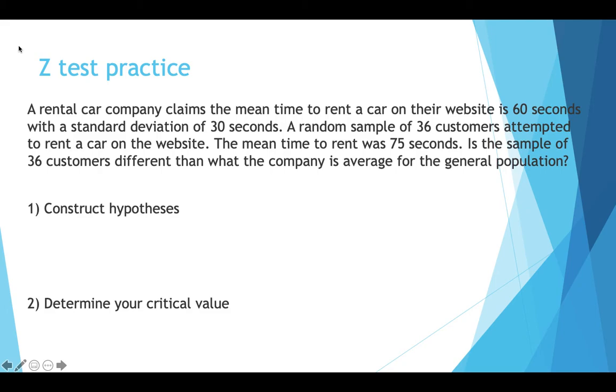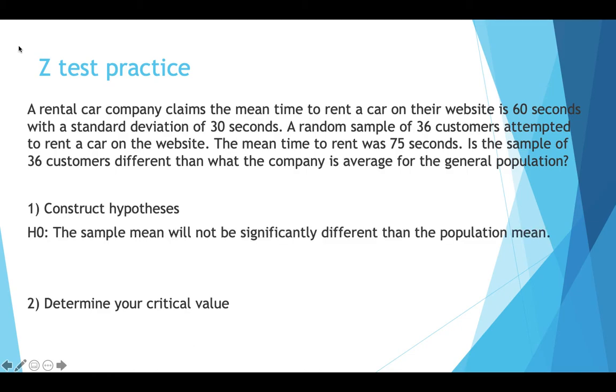A rental car company claims the mean time to rent a car on their website is 60 seconds, with a standard deviation of 30 seconds. A random sample of 36 customers attempted to rent a car on the website. The mean time to rent was 75 seconds. Is the sample of 36 customers different than what the company average is for the general population?